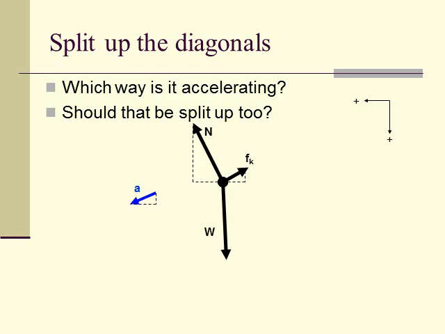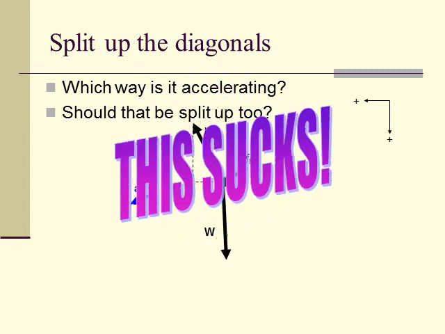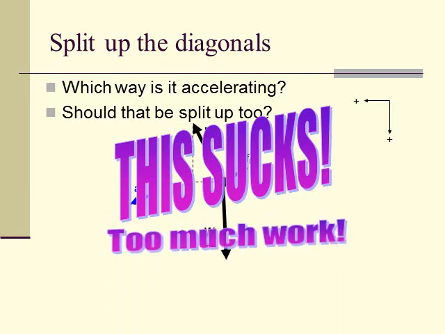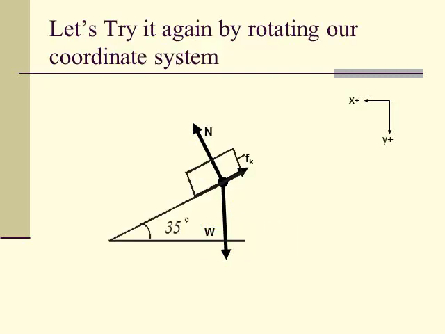This looks torturous. There's no way I want to do this. Way too much work. Out of 4 vectors, I have to split up 3 of them. Instead, there's got to be a faster way, and there is. And this is the trick to solving all ramp problems.